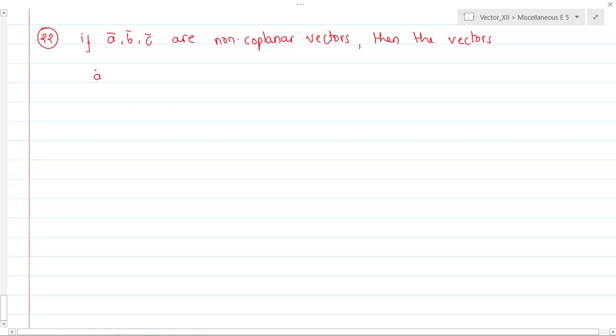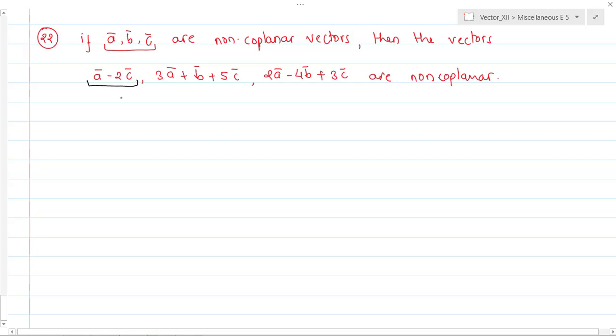A bar minus 2C bar, 3A bar plus B bar plus 5C bar, 2A minus 4B plus 3C are also non-coplanar. Original A, B, C are non-coplanar and these three vectors are also non-coplanar. That we have to prove here.